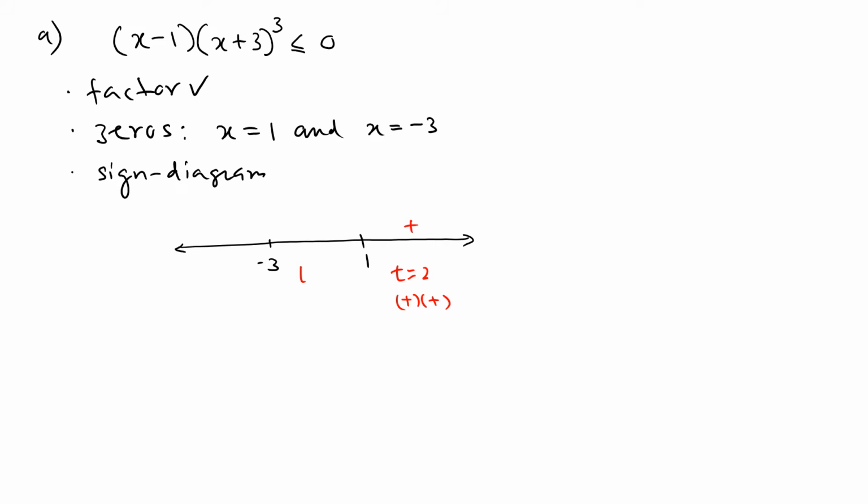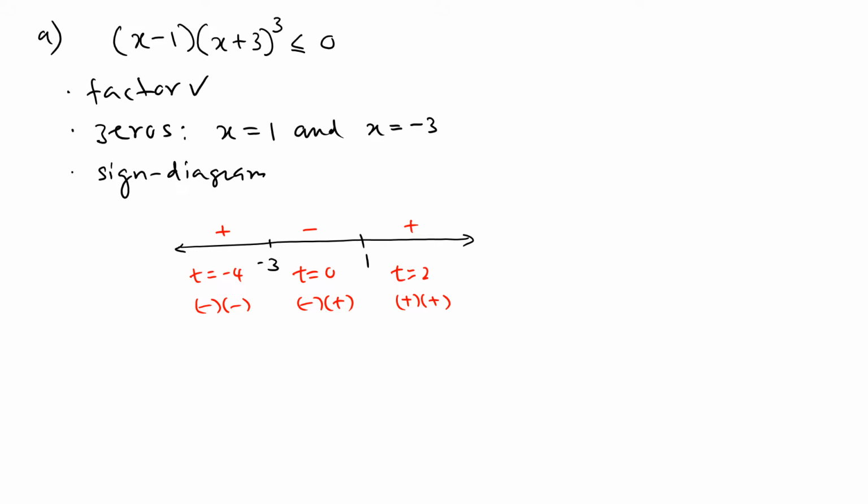Then we pick t equals 0 as the test point between -3 and 1. If you plug in 0, you get -1, which is negative. If you plug in t equals 0 into the second one, it is positive, so negative times positive means negative. And then we plug in t equals -4. For the first one, it is negative. For the second one, it gives you -1 cubed, an odd power, which is negative. So negative times negative means positive. That's what you get as the sign.